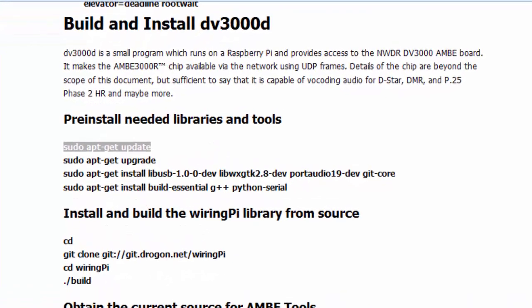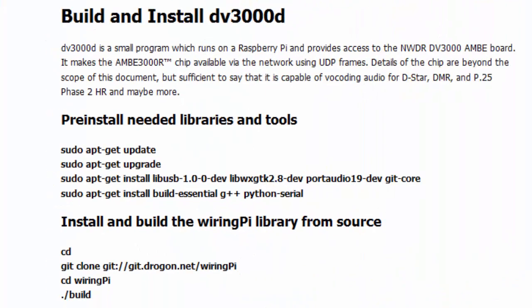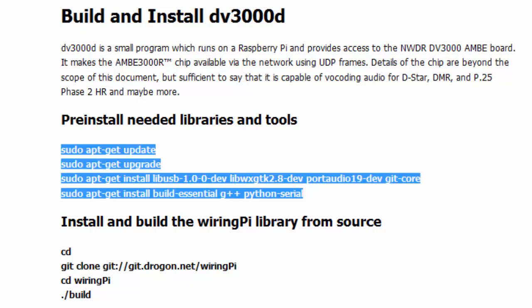Now it's time to build and install DV3000d. I learned that the d at the end here means that this file is going to be a daemon. So the first thing we're supposed to do is go get these libraries and tools. Let's do that now. Some of these steps took a lot longer than others, but I have managed to do all of these.